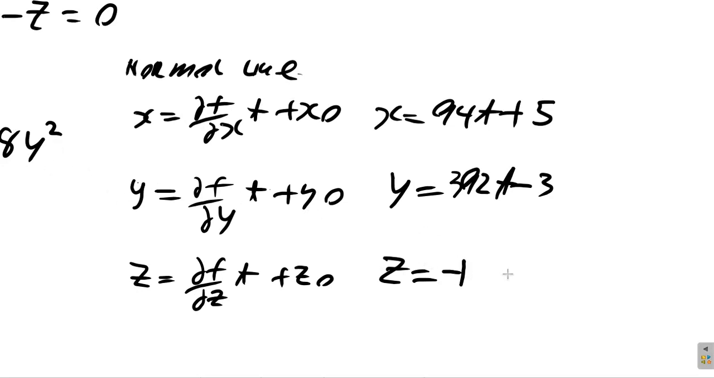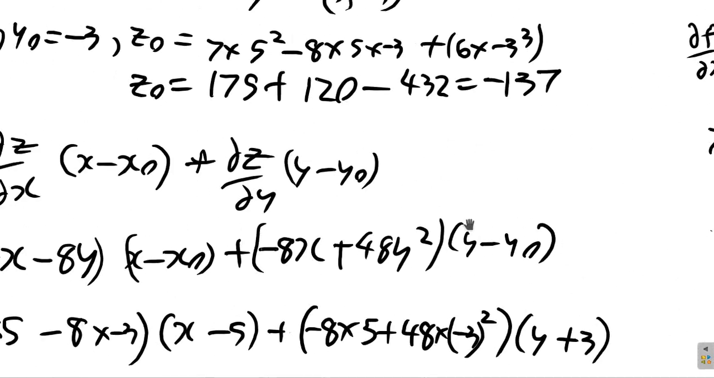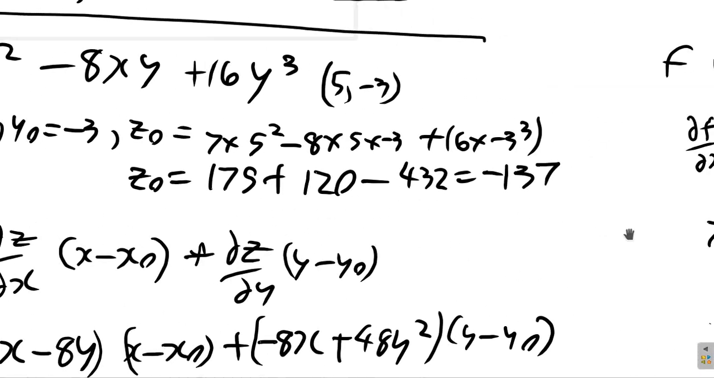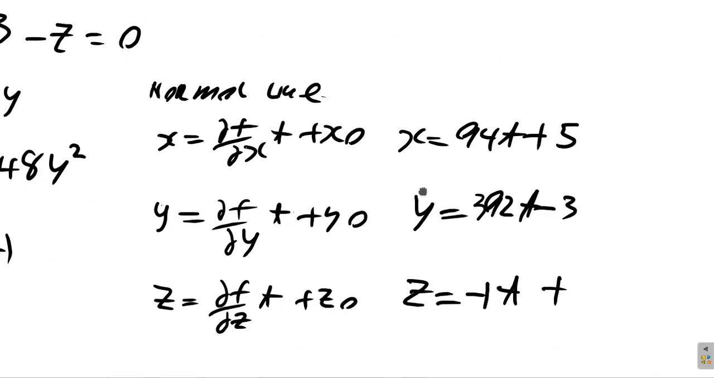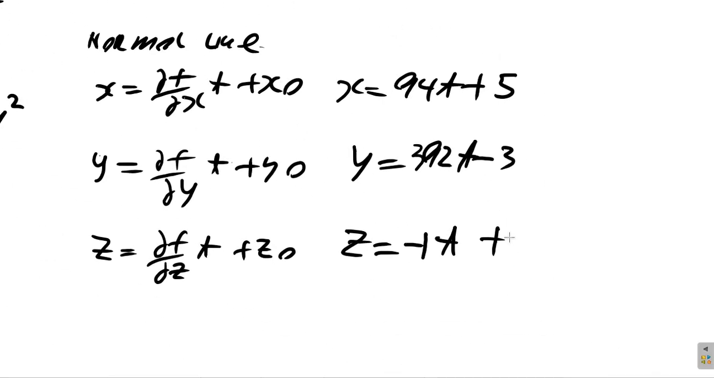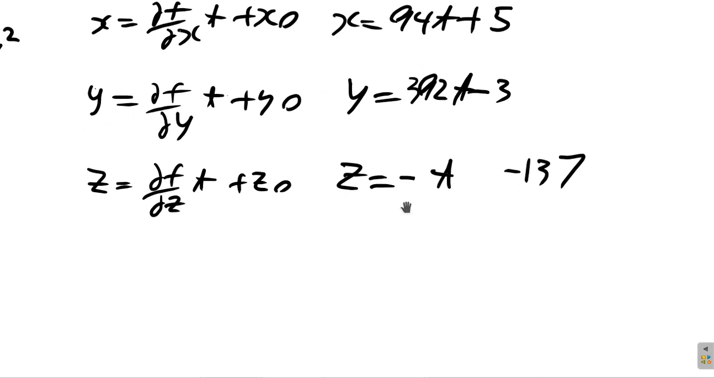And the z part now, z is equal to, as we saw before, negative 1 t plus z naught. What was z naught again? Negative 137. Alright? You could just raise this and say negative t minus 137. These are the parametric equations of the normal line.